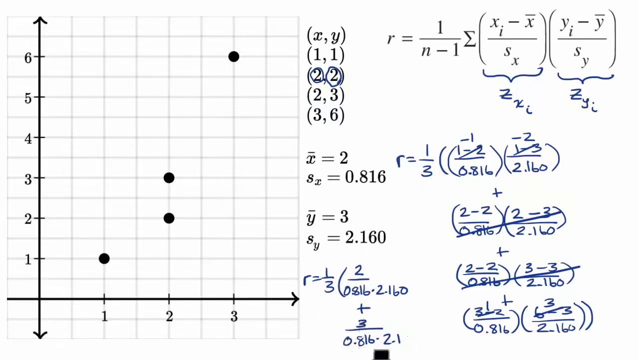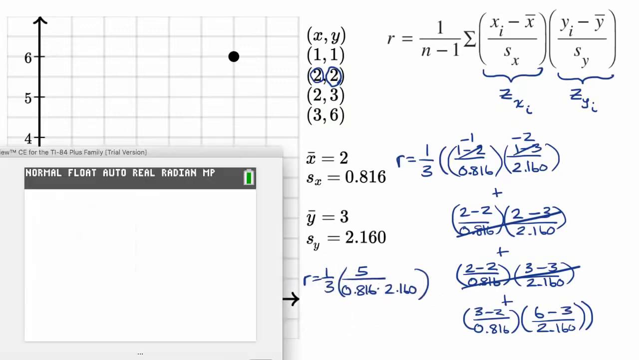So I could rewrite this whole thing, 5 over 0.816 times 2.160. And now I can just get a calculator out to actually calculate this. So we have 1 divided by 3 times 5 divided by 0.816 times 2.16. The 0 won't make a difference, but I'll just write it down. And then I will close that parentheses, and let's see what we get.